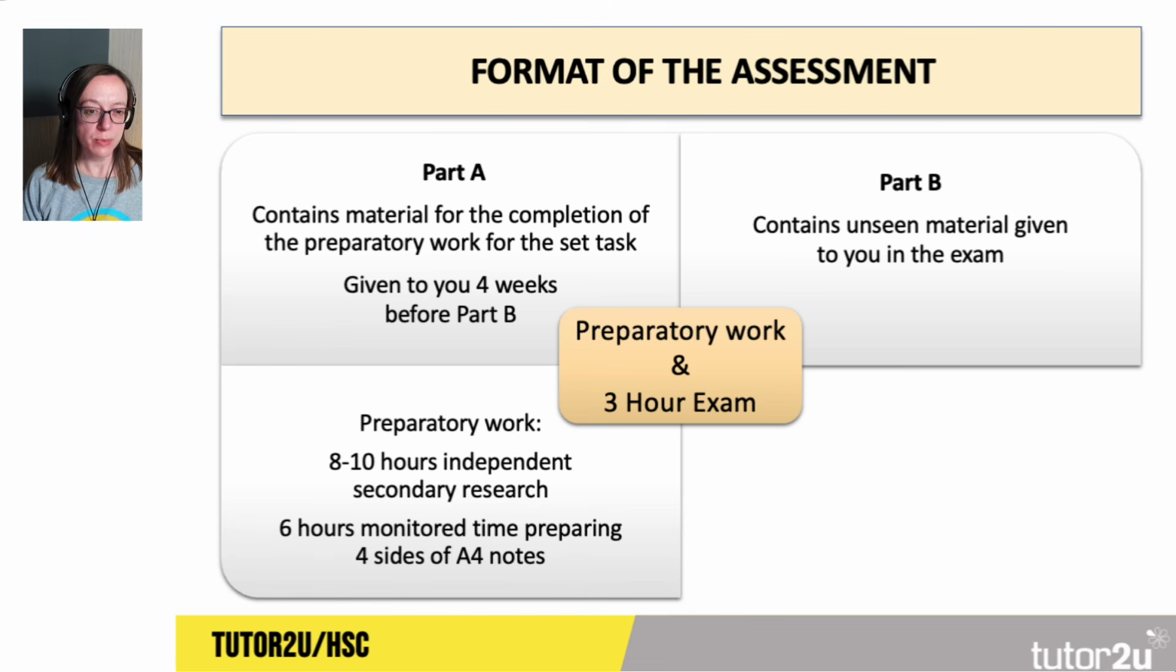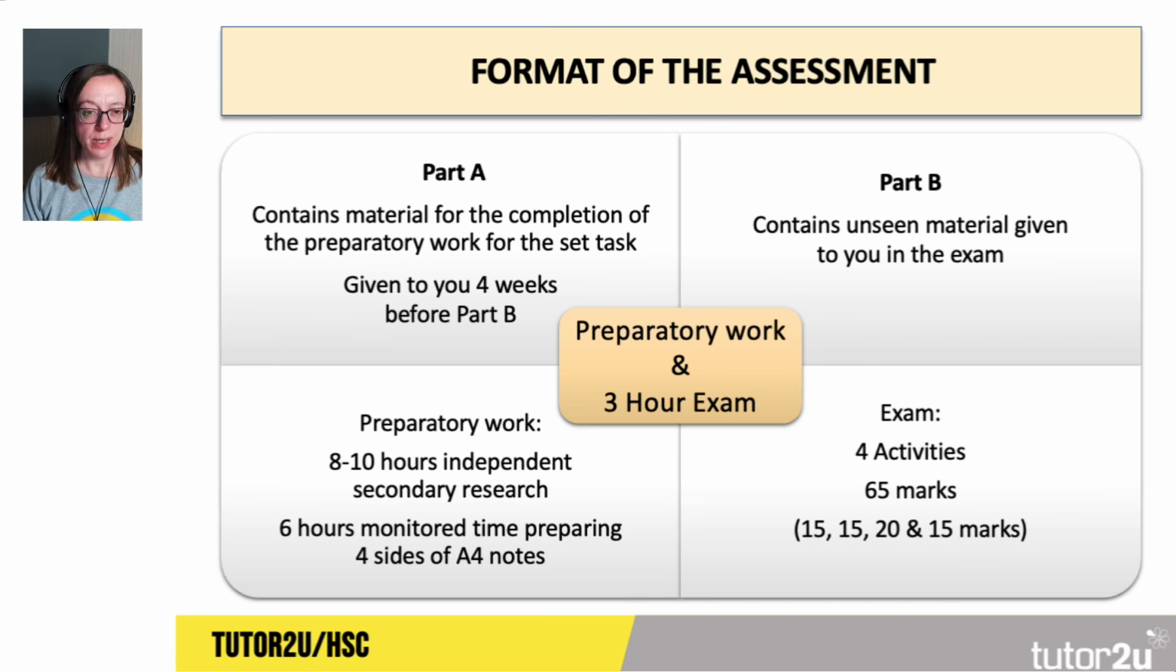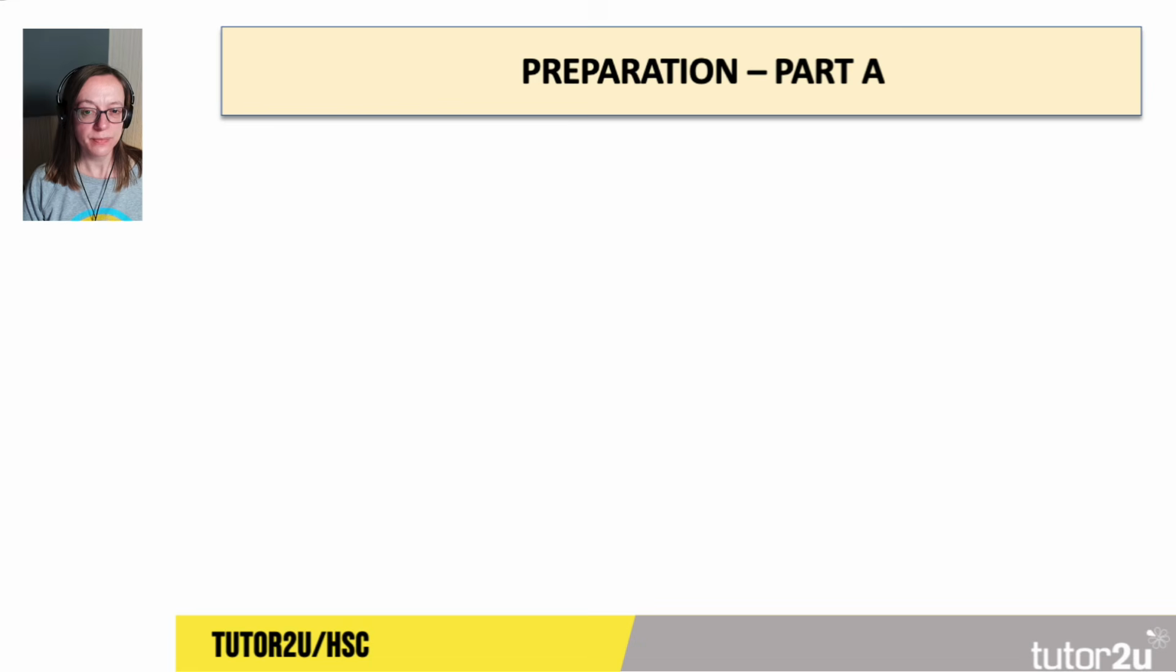So for your preparatory work for Part A, you do 8 to 10 hours of independent secondary research and 6 hours of monitored time preparing 4 sides of A4 notes. Part B, which is the exam, you have 4 activities worth 65 marks in total, and they're split into 3 activities worth 15 marks and 1 worth 20 marks.